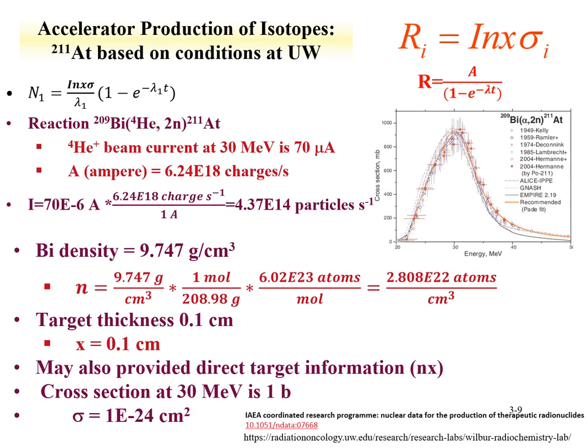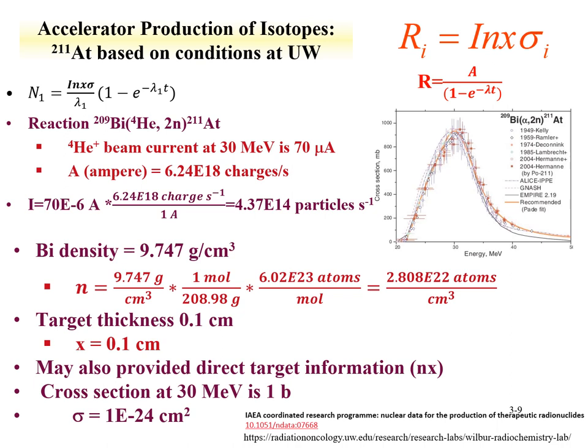The helium beam is a monovalent helium beam, and at 30 MeV, it has a beam current of 70 microamps for this accelerator. The unit ampere is used to convert the microamps to charges per second using the conversion that 1 ampere is equal to 6.24 times 10 to the 18th charges per second. And since the helium projectile is monovalent, one helium projectile is one charge. So from the 70 microamps, you multiply that by 6.24 times 10 to the 18th charges per second per amp, and you get 4.37 times 10 to the 14th particles impinging on the target per second.